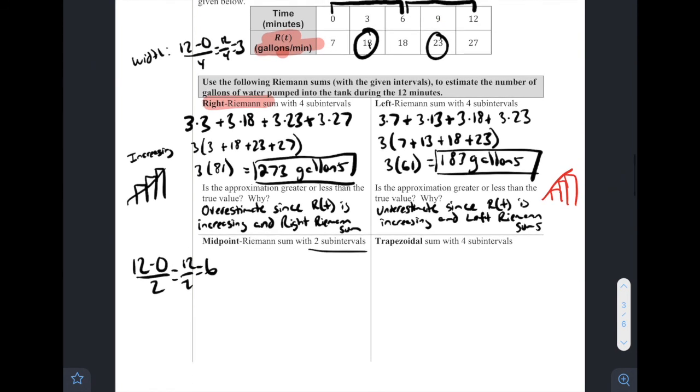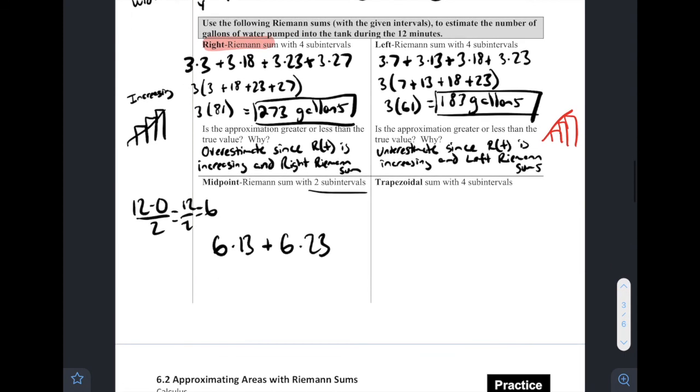The width of the rectangles we're talking about is 6. The height of that first one is 13. The second rectangle goes from 6 to 12. That's 6 units wide. And the height of that rectangle is going to be 23. So this estimate with 2 subintervals would be 6 times 13 plus 6 times 23. That estimate would be 216 gallons for that one. And this is now the final one for this one.